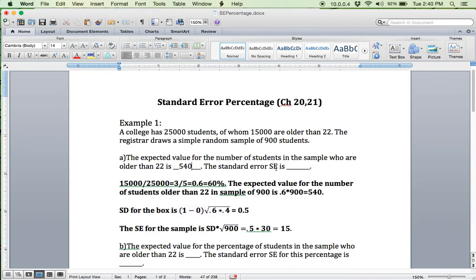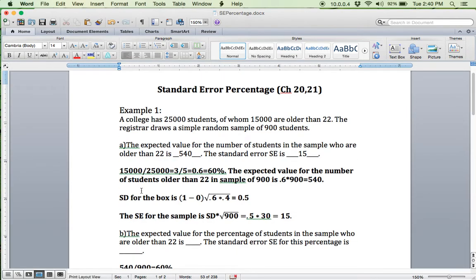To get the SE, or the standard error, we just multiply the SD with the square root of the size of our sample. So in this case, root of 900, so that's 30. 30 times 0.5 is 15. So this is the error that we expect to get. So that means that if we picked out 900 students, we expect to get about 540 who are older than 22, and that error is about 15. Right? The SE is very similar to the SD from chapter 5.